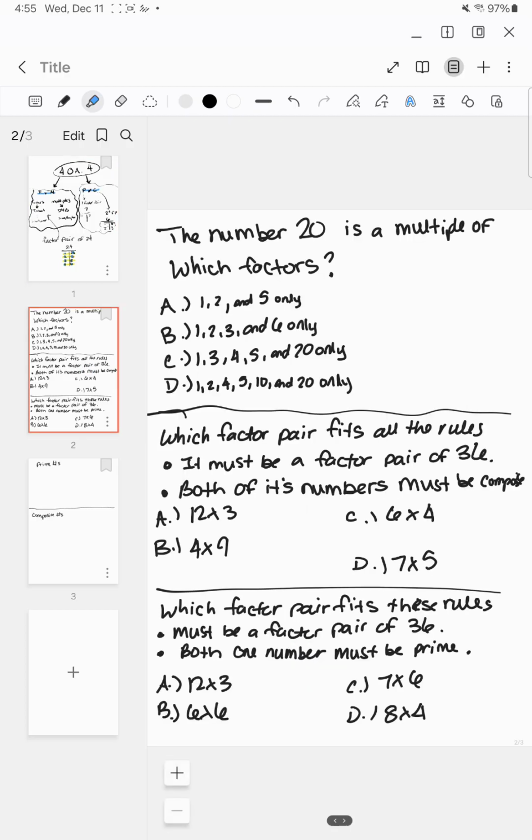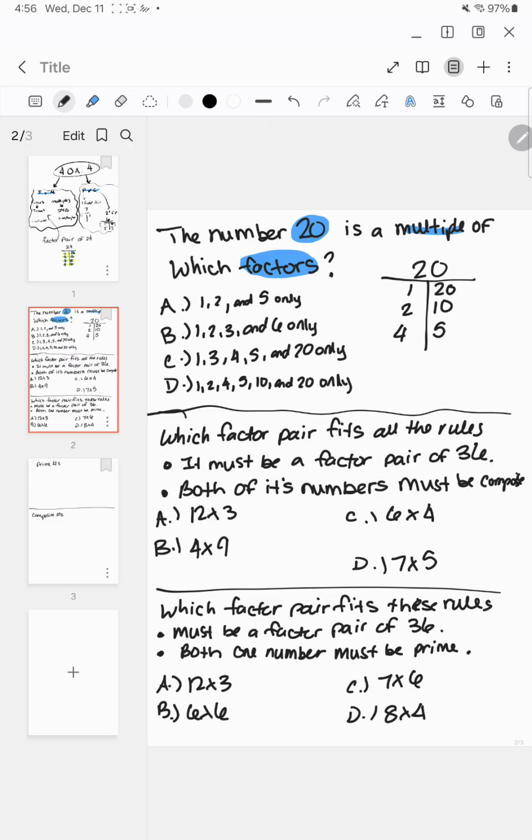So if we go back to here, I already know my strategy because I saw the key in the question: which factors. And whatever this factor is, it's going to be able to multiply and equal 20. So I'm going to get my T-chart and write all of the factors in my factor pair. The first way is 1 times 20. Next is 2 times 10. I can't use 3. But I can use 4 times 5.